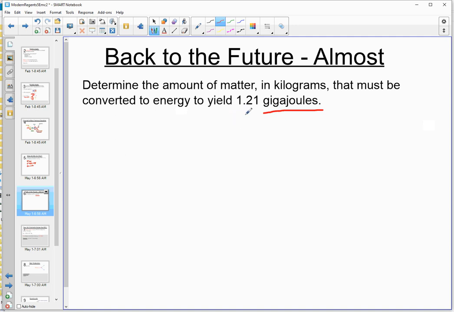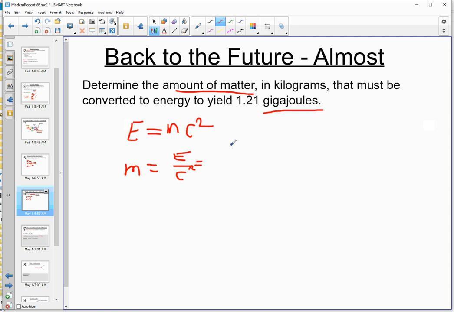All right, what's a gigajoule? Well, we can't put gigajoules into E equals mc squared, so we have to look on the front page of the reference table to see what the prefix for giga is. If you do that, you will see that it's 10 to the 9. So we write E equals mc squared, and we want to solve for mass. So m equals E over c squared.